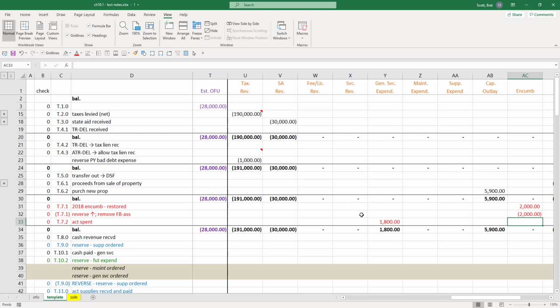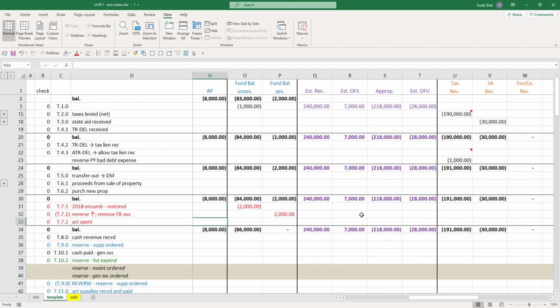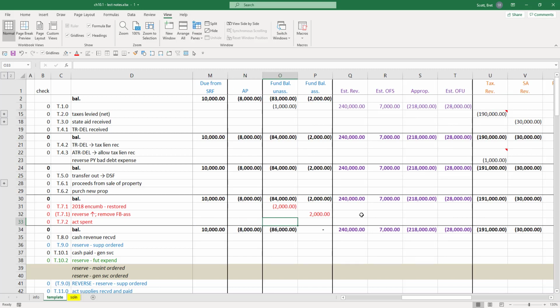So all this stuff was just last year's. We're just reversing out and making sure everything is trued up. So once we do that, we can say that the fund balance that's unassigned, this 86 million, is what the unassigned balance should have been. That 2 million should have been netted into this fund balance unassigned at the beginning of the year if we had actually spent the money that we encumbered.